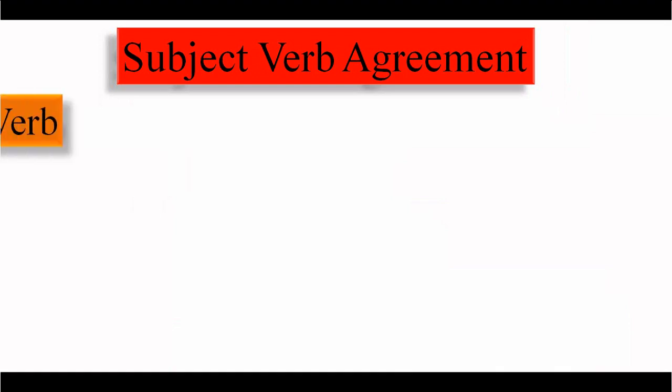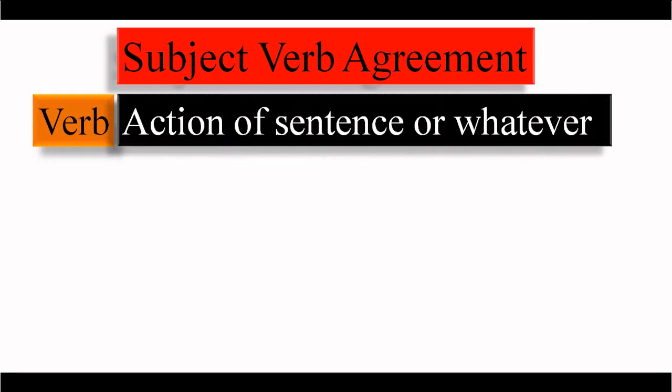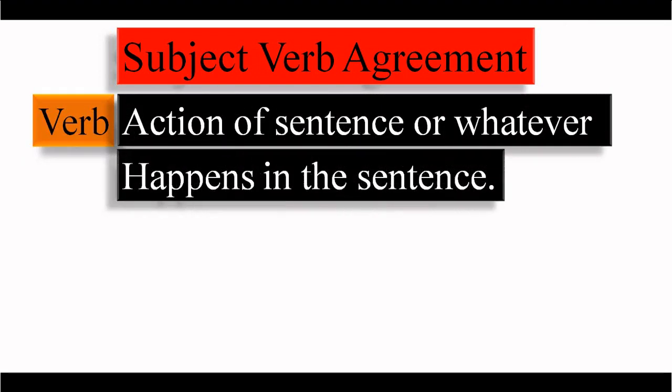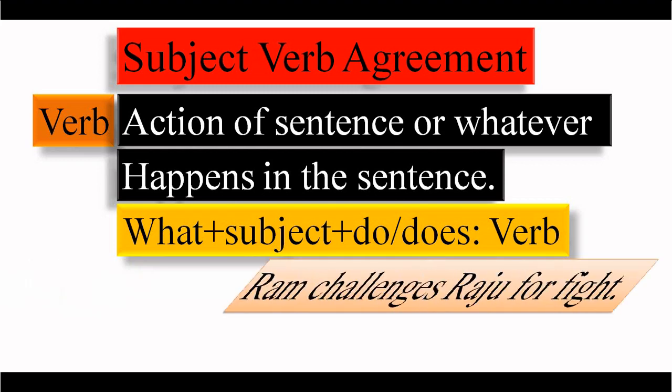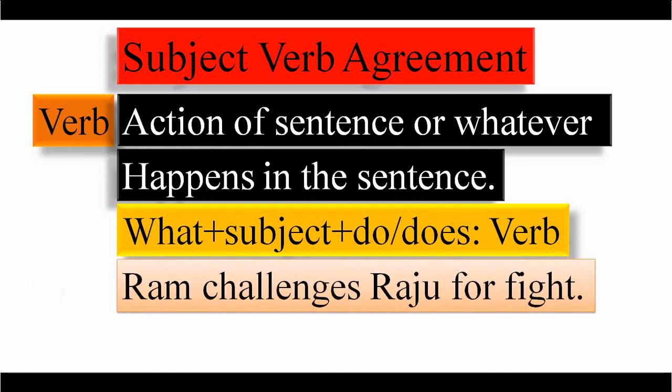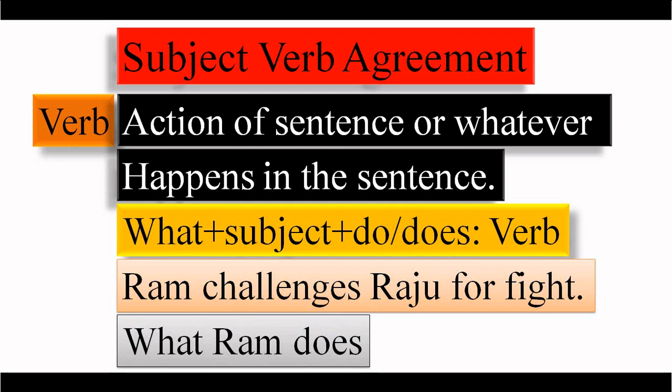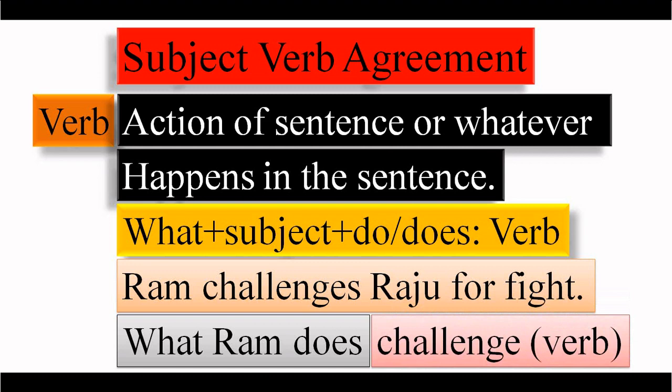Now the definition of verb. The action of the sentence, or whatever happens in the sentence, becomes the verb. Remember, when we add what plus subject plus do or does, whatever answer comes becomes the verb. Ram challenges Raju for fight. Here the subject is Ram. What does Ram do? The answer will be challenge, and that is why this is the verb.